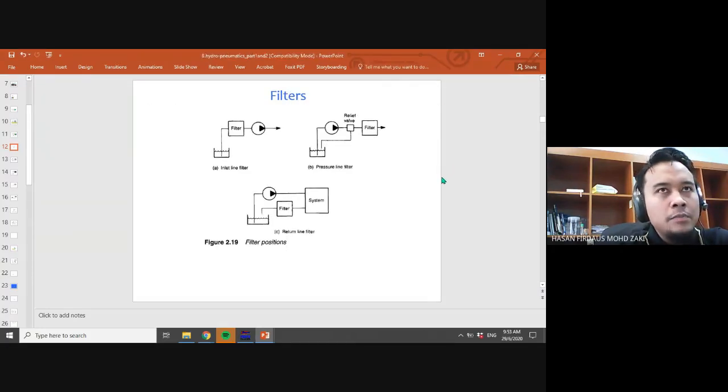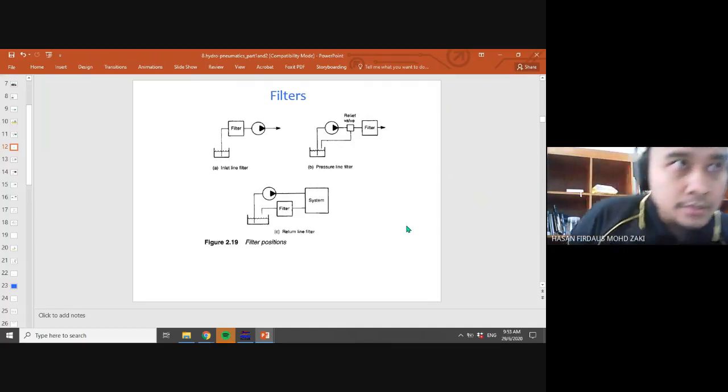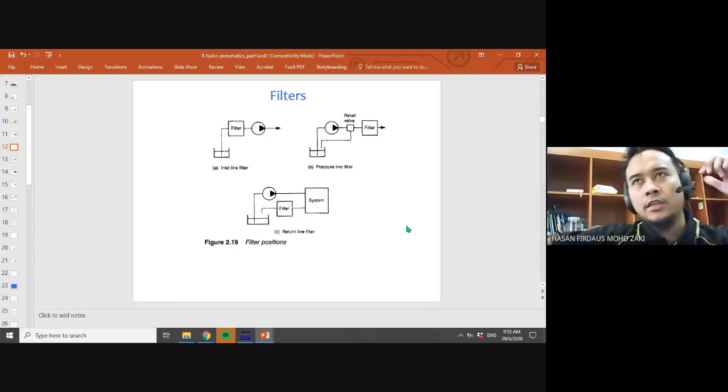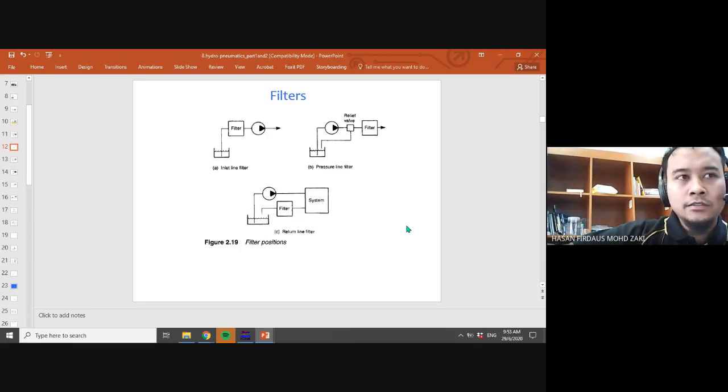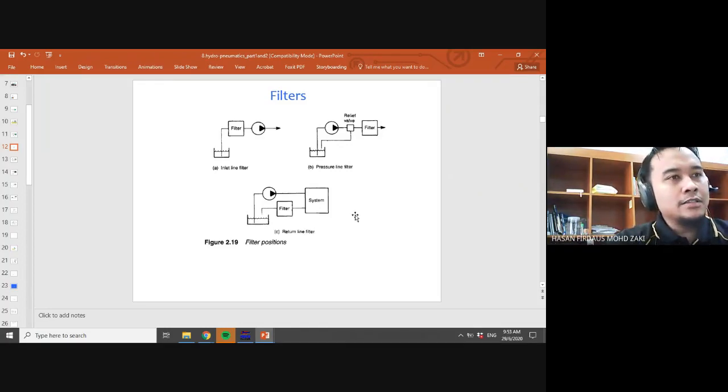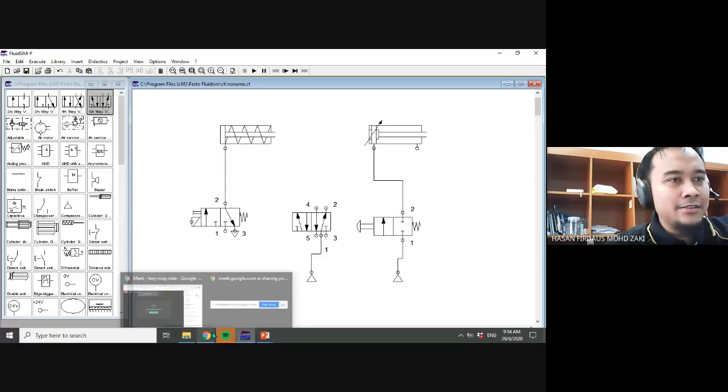In real application, you will get this in a bundle if you buy the power source of the pneumatics. Let's say you are working as the design engineer. I was a design engineer before. So this will come as a bundle: the power source, the compressors, the filters will come together. So this doesn't matter. The most important thing is the design of this circuit.